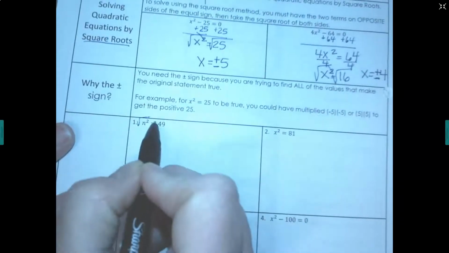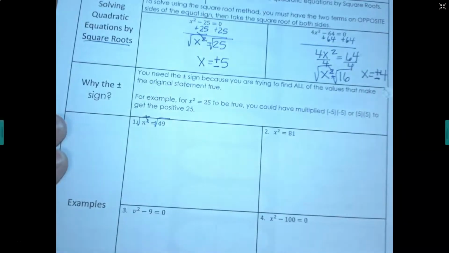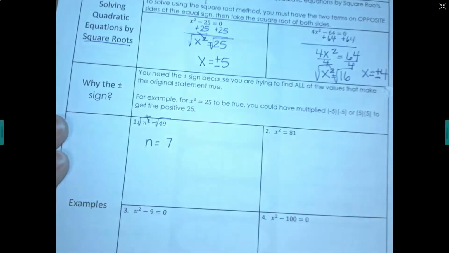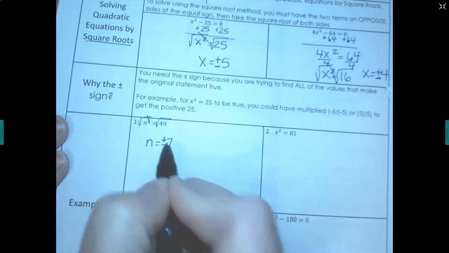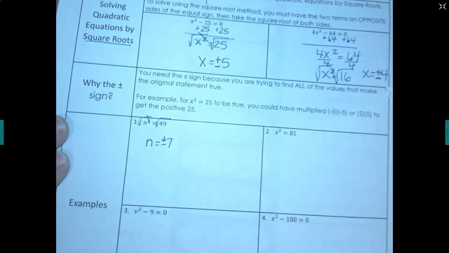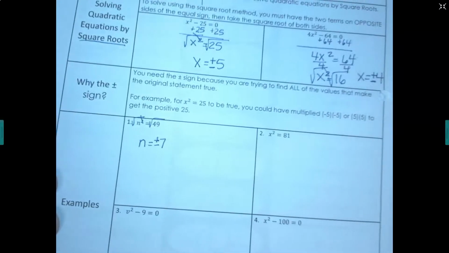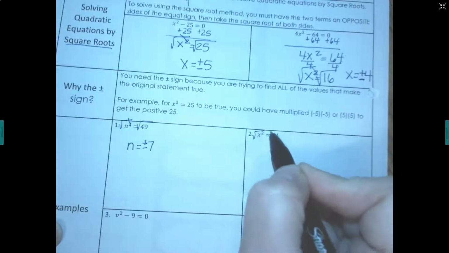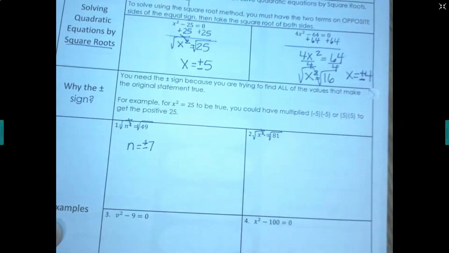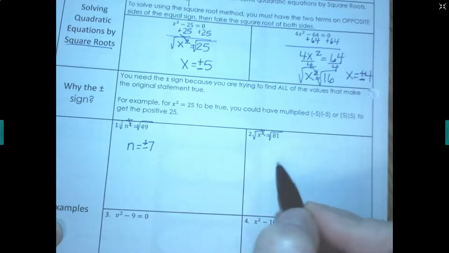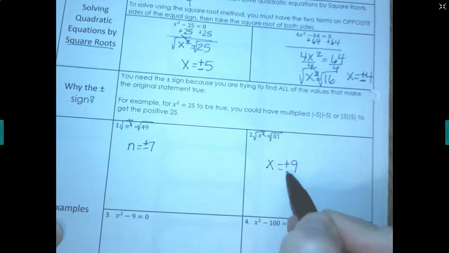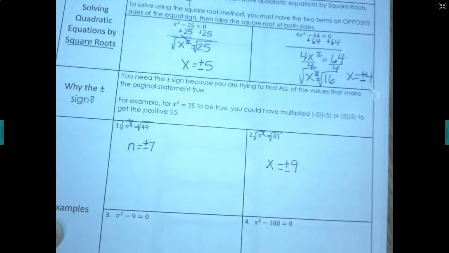I've already isolated on these first ones, so we're just going to have to take the square root of both sides. The square root cancels the square, so we're left with n equals 7 because the square root of 49 is 7. But remember, we're going to put the plus or minus to account for both solutions that make the original statement true. On x squared equals 81, square root both sides. The square root cancels the square, leaving x. The square root of 81 is 9, and it could have been +9 or -9 that would have made the original statement true.